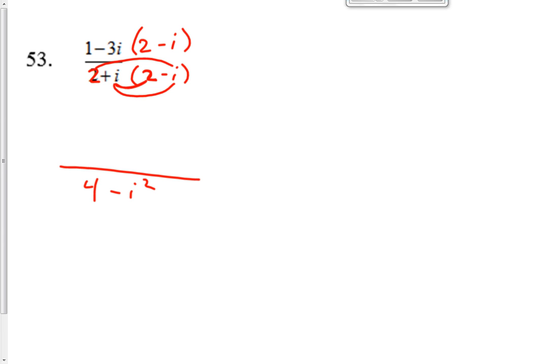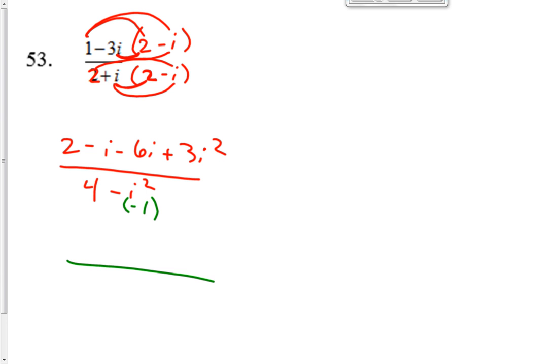In the numerator, when you FOIL, first times the first is 2. Outside, 1 times a negative i is a negative i. Inside, a negative 3i times 2 is a negative 6i. And last times last, a negative 3i times a negative i is a positive 3i squared. So these i squareds make negative 1s. So it's 4 minus a minus 1. So 4 plus 1 is 5.